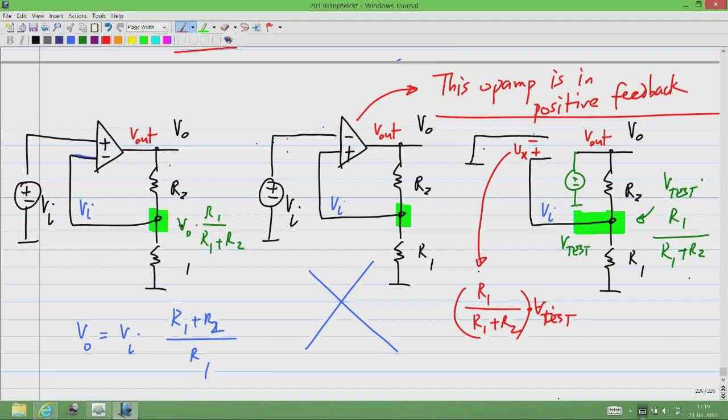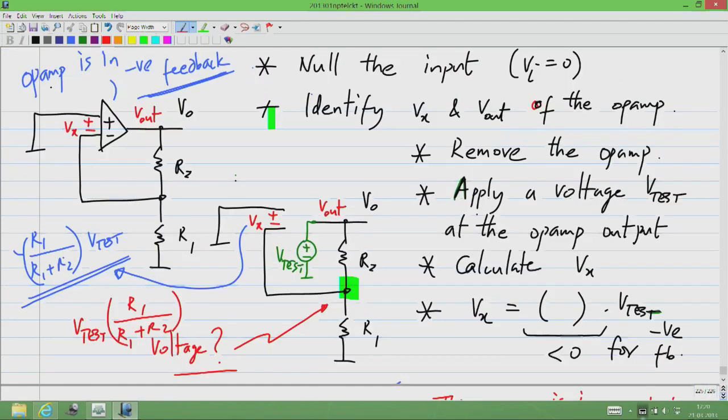The virtual short concept provides an easy way to analyze circuits containing an ideal op amp, but it has to be applied with care. You have to check separately that the op amp is in negative feedback, and the way to do that is given by this series of steps I described earlier. You null the input because this has nothing to do with the input. Feedback refers to what fraction of the op amp's output comes back to its own input. Okay, identify Vx and Vout of the op amp, whichever op amp you want to find the feedback for.